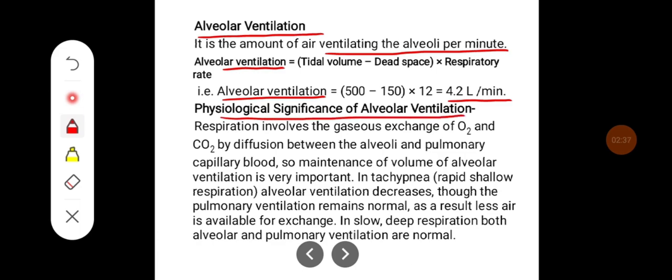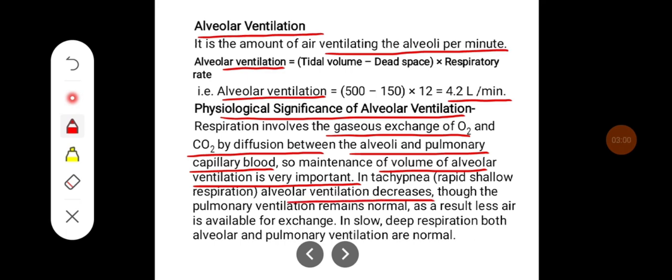Physiological significance of alveolar ventilation. Respiration involves the gaseous exchange of oxygen and carbon dioxide by diffusion between the alveoli and pulmonary capillary blood. So maintenance of the volume of alveolar ventilation is very important. In tachypnea, where there is rapid shallow respiration, alveolar ventilation decreases, though the pulmonary ventilation remains normal. As a result, less air is available for exchange. In slow, deep respiration, both alveolar and pulmonary ventilation are normal.